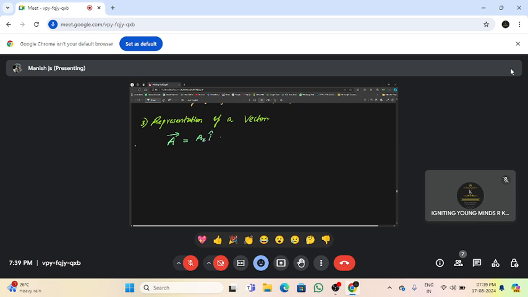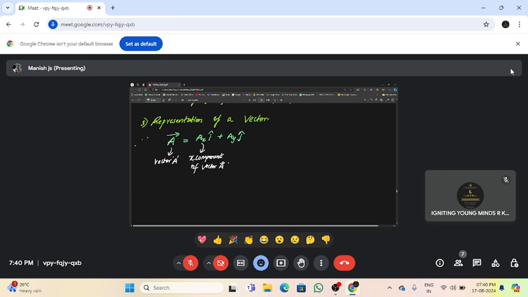ax i cap plus ay j cap. Now you can see that I have used two different notations here. I'll tell you what is what. This is the vector notation, so you name this as vector A. Now what is ax? Ax is basically the x component of vector A.